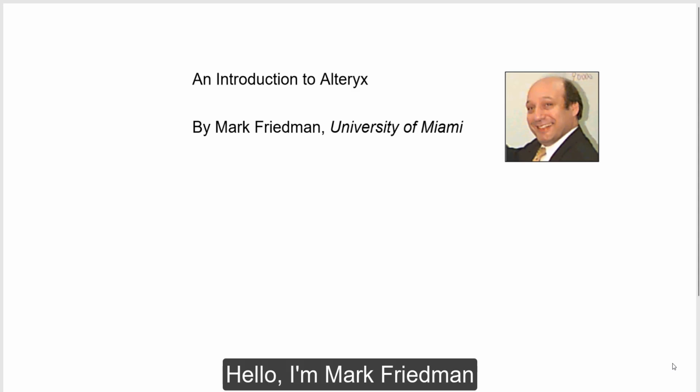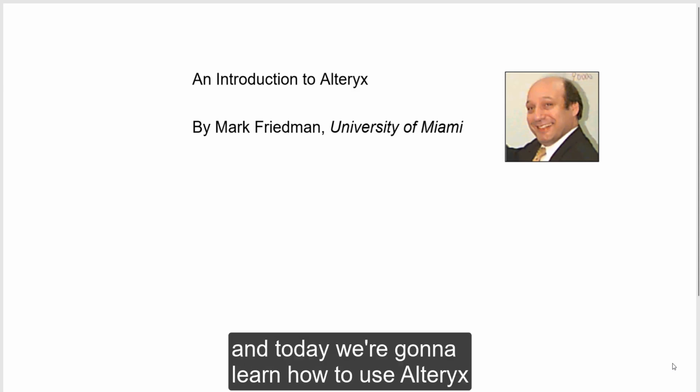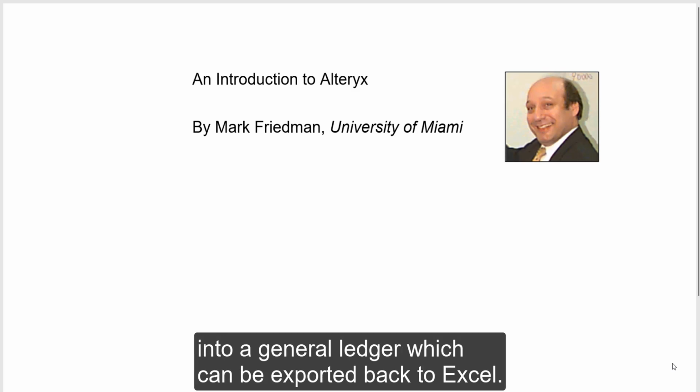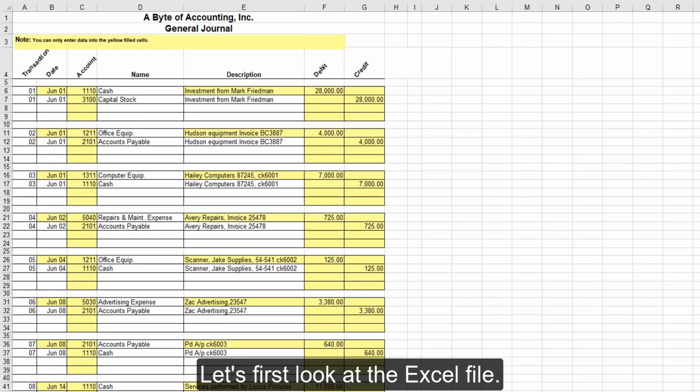Hello, I'm Mark Friedman, and today we're going to learn how to use Alteryx to change a general journal which has been stored in Excel into a general ledger which can be exported back to Excel. Let's first look at the Excel file.